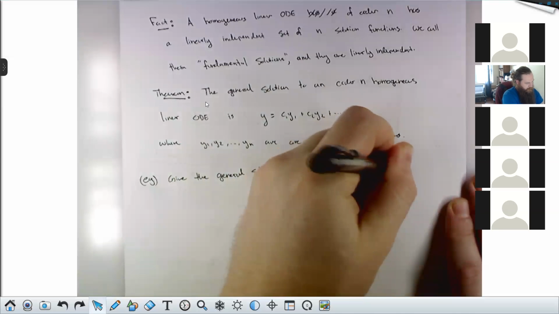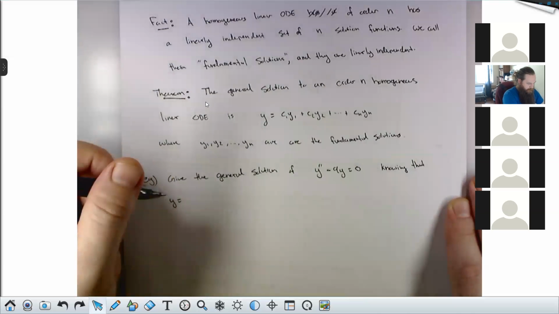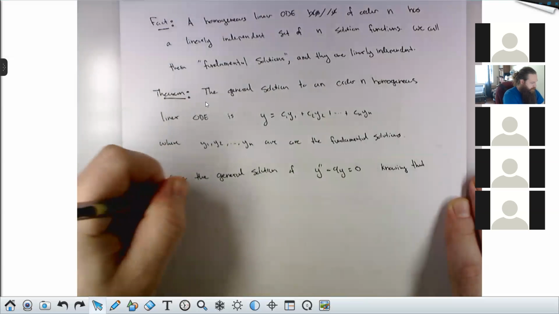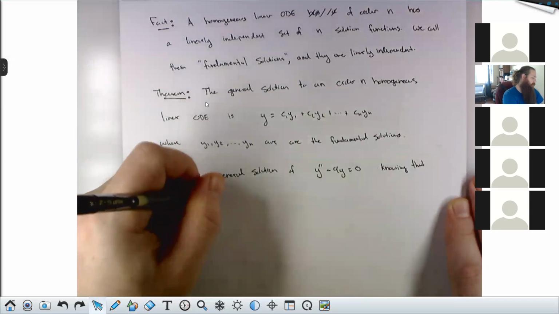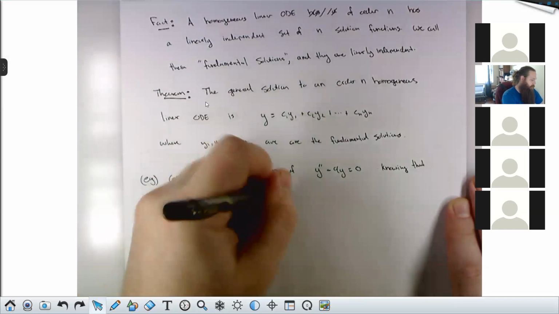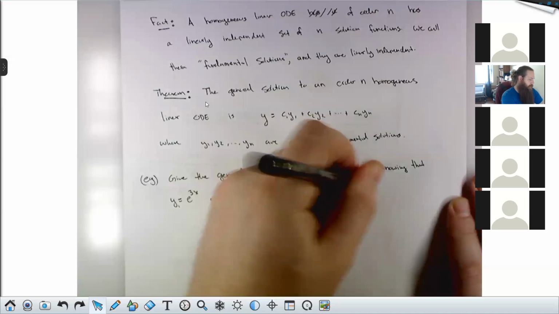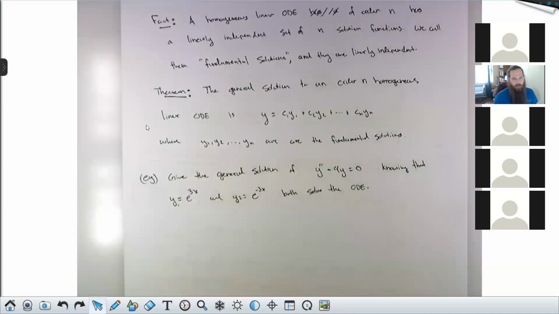knowing that y1 equals e to the 3x, y2 equals e to the negative 3x, both solve the ODE. So what we need to do here, if I want to give the general solution, I need to know whether these are or are not the fundamental solutions. If they are linearly independent, then I know that these are the fundamental solutions, because this ODE, being of order 2, should have 2 fundamental solutions.